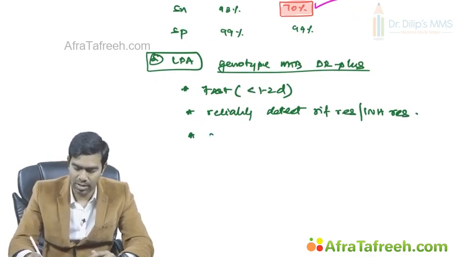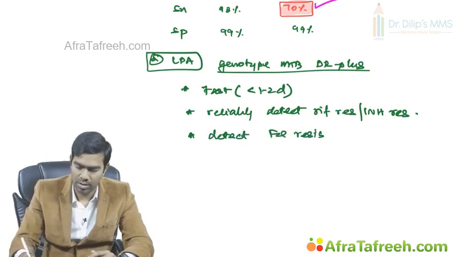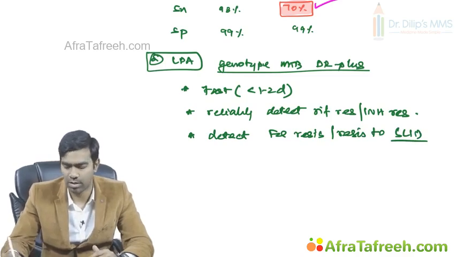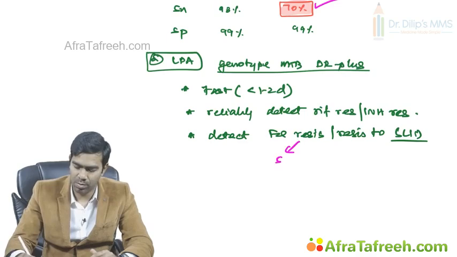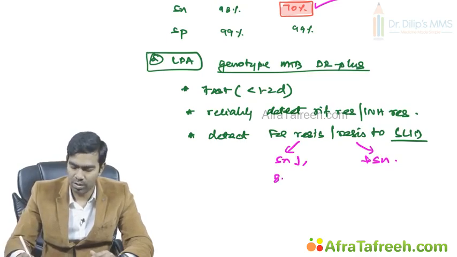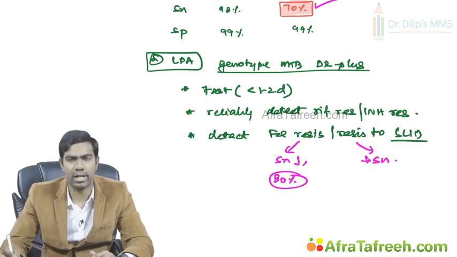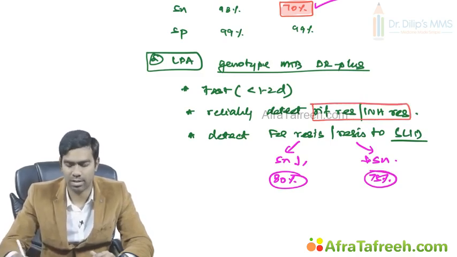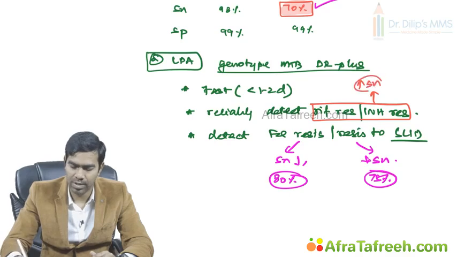It can also actually detect fluoroquinolone resistance and resistance to second-line injectable drugs. We call them SLIDs, second-line injectable drugs. But the sensitivity is very poor. So sensitivity for detecting fluoroquinolone resistance is only 80%. For second-line injectable drugs, it's hardly 75% sensitivity. But for detecting rifampicin resistance and INH resistance, it has a reasonably good sensitivity.